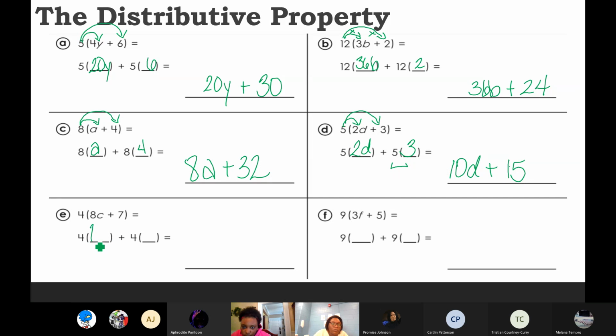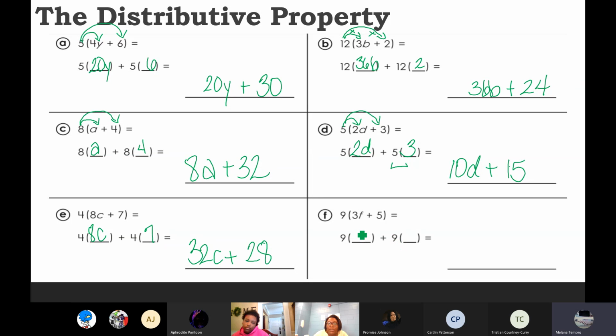Here, we're multiplying 4 by 8c and 4 by 7. What is 4 times 8? 32. 32c plus what number will go here? 28.